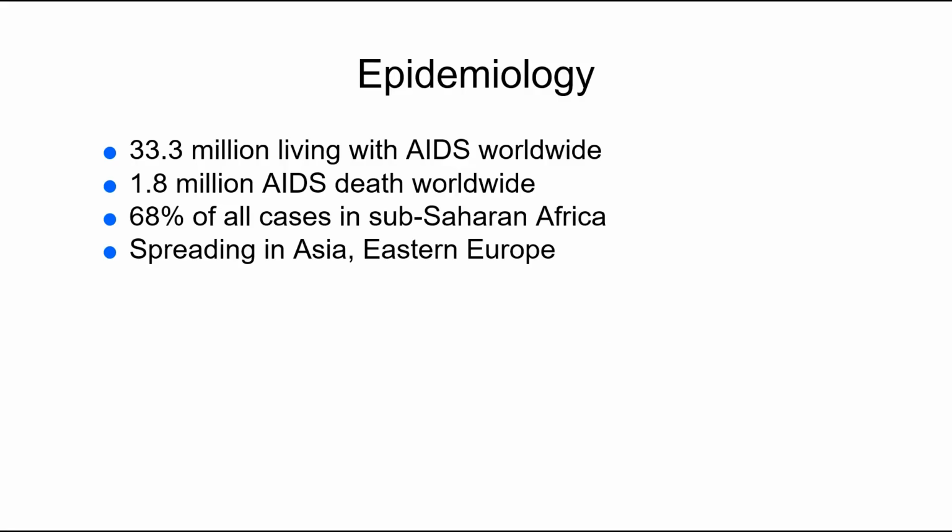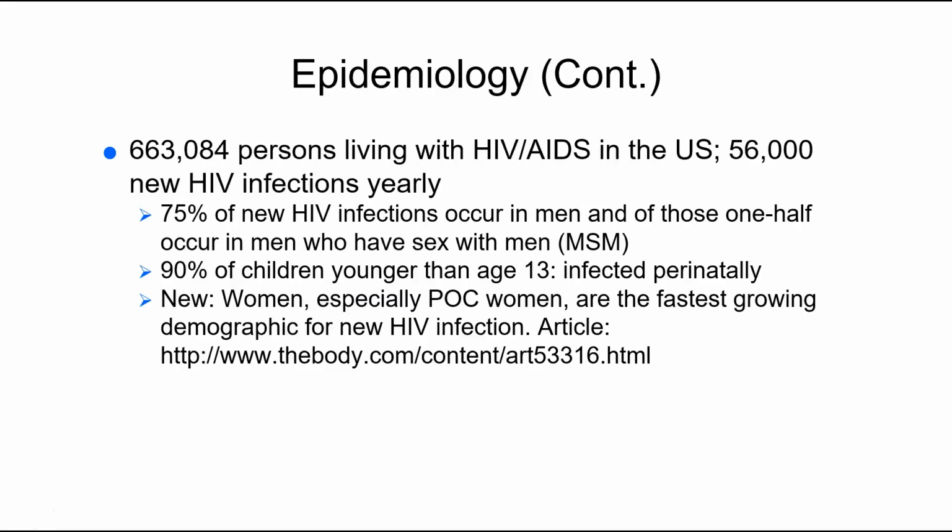Worldwide, as of at least the old editions' publishing, 33.3 million people living with HIV infection worldwide would be a better way to phrase this. 1.8 million AIDS deaths worldwide, most in sub-Saharan Africa, but always spreading throughout Asia and Eastern Europe and the United States. Let's not pretend we don't have it here. Over 600,000 in the United States alone, and annually, we get 56,000 new HIV infections.